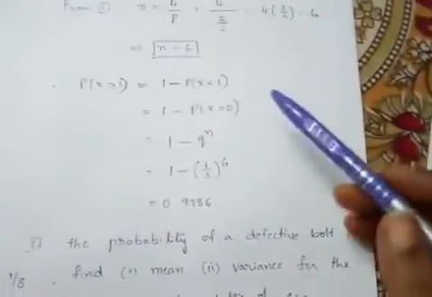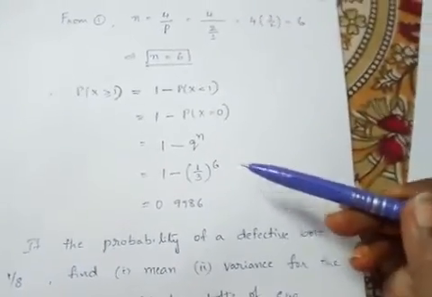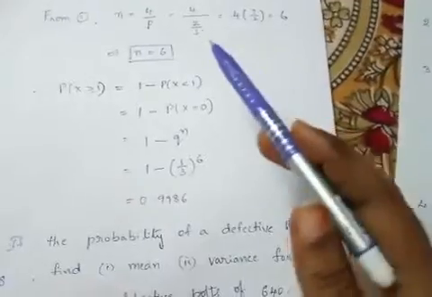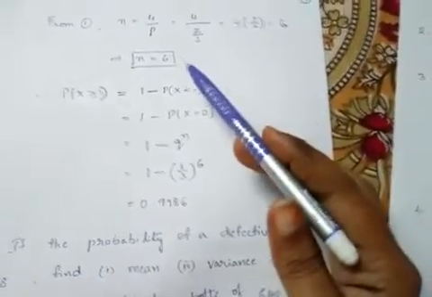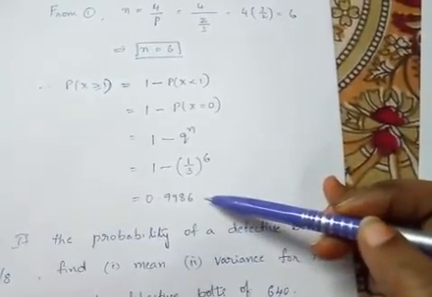So in this problem, mean and variance are given. By using the formulas we calculated the p and q values and the n value. So we can find the probability of x greater than or equal to 1. So we can go for the next example.